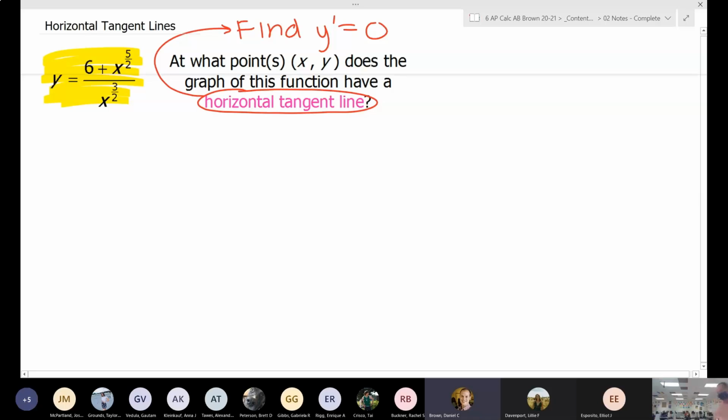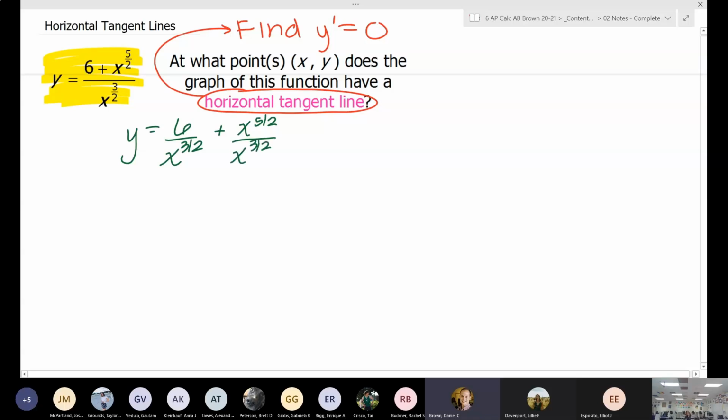And then after you find that first derivative, you have to set it equal to 0 and solve for x. And the quotient rule does not make a nice looking expression. So I would actually recommend simplifying y first, then finding the derivative, and then using that simplified derivative to find your horizontal tangent lines. How can I simplify this one? If you have a monomial, you can divide each piece in the numerator by that monomial.